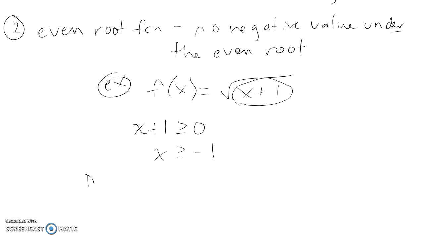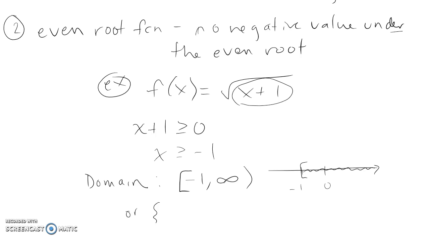This translates to the domain being everything including negative 1 up through infinity. If we saw it on a number line, we would put a bracket at negative 1 to be included, and shade everything all the way up to infinity. Or, of course, we can put it in set builder notation: all x such that x is greater than or equal to negative 1.